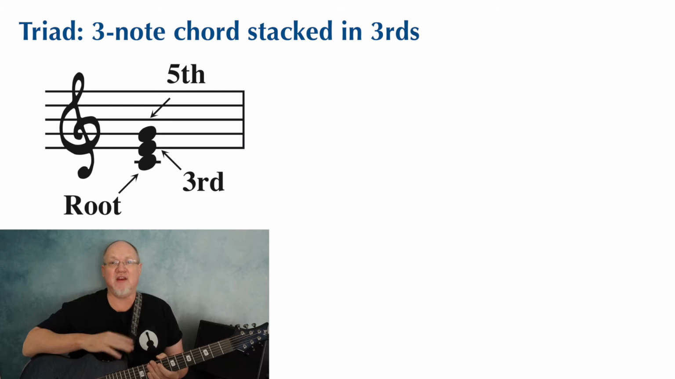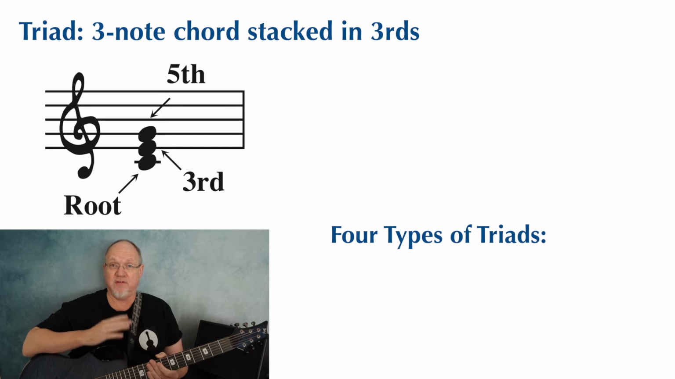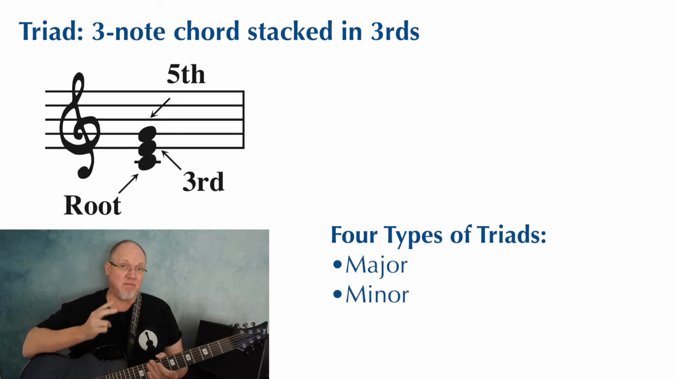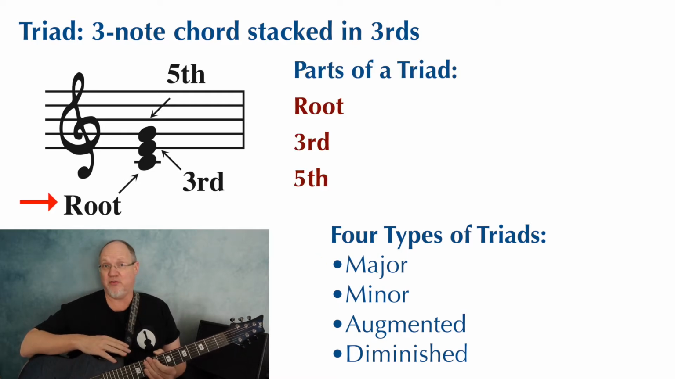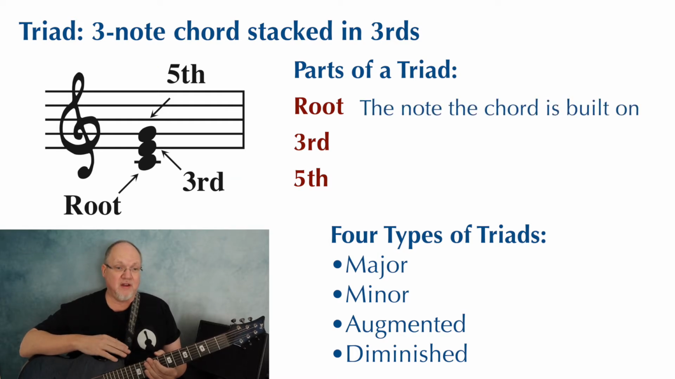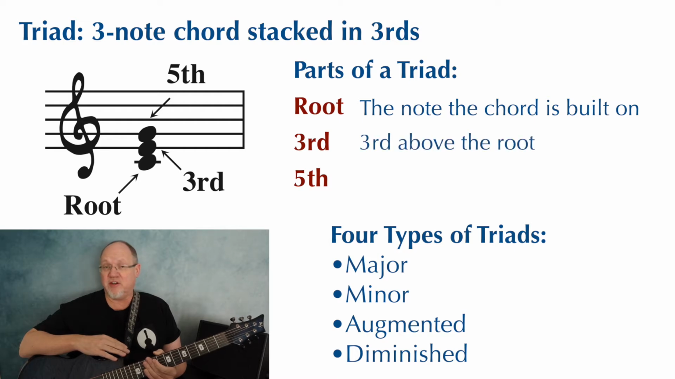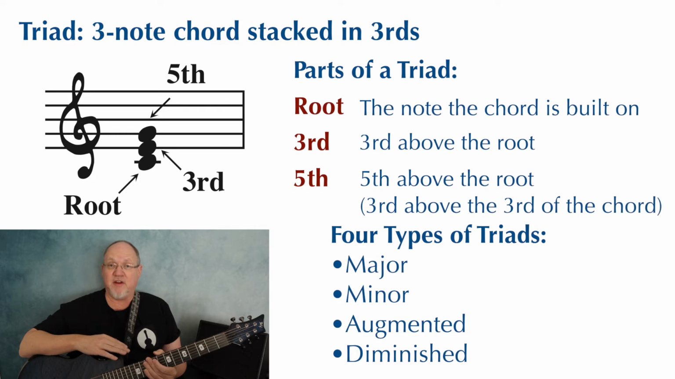A triad is a three-note chord with each note stacked in thirds. There are four types of triads: major, minor, augmented, and diminished, and we're going to look at the major triad. A triad consists of a root note, a third, and a fifth. The root is the note the chord is built on. The third is an interval of a third above the root. The fifth is an interval of a fifth above the root, and also the fifth is an interval of a third above the third.